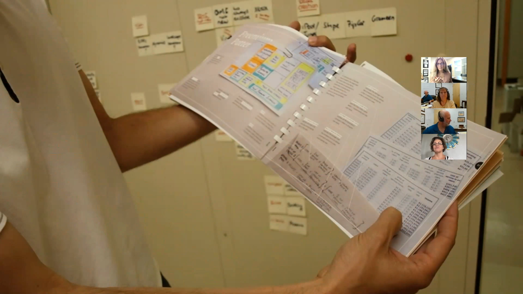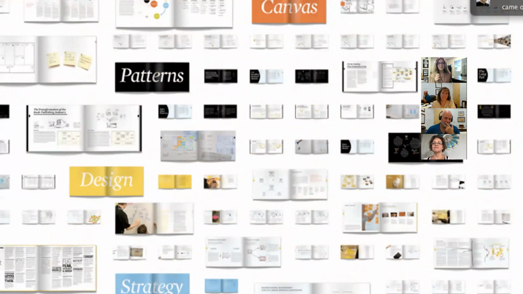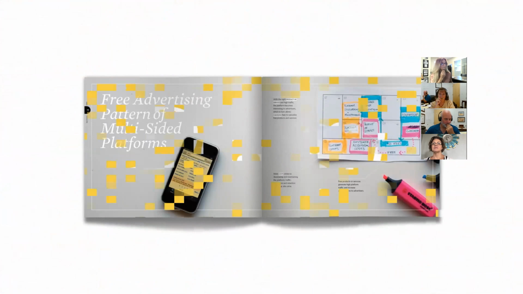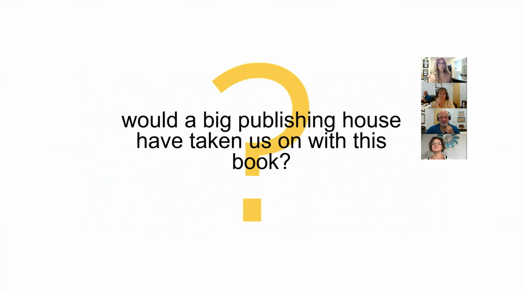So here is Alan again with the book. This is actually the minimum viable product of the business model canvas book. That's Alan doing all the sketches on the whiteboard. See all the little signs: concepts, canvas, patterns, designs, strategy. They have a bunch of versions of the book. Many things were going on, like you are feeling today.